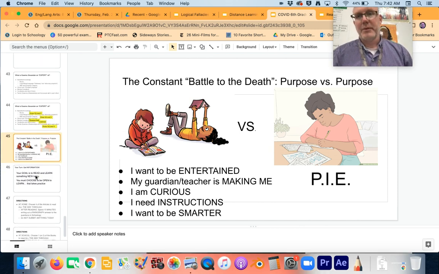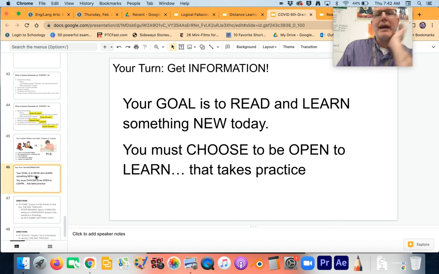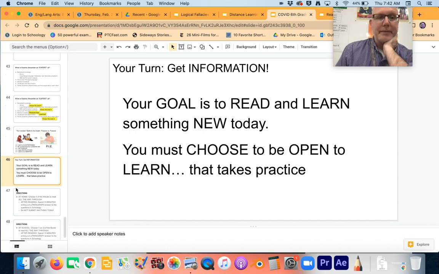I'm telling you what your purpose is. I want you to read and learn something new, okay? You must choose to be open to learn. That takes practice. I'm going to force you to be open. You're going to have to just be open, okay?